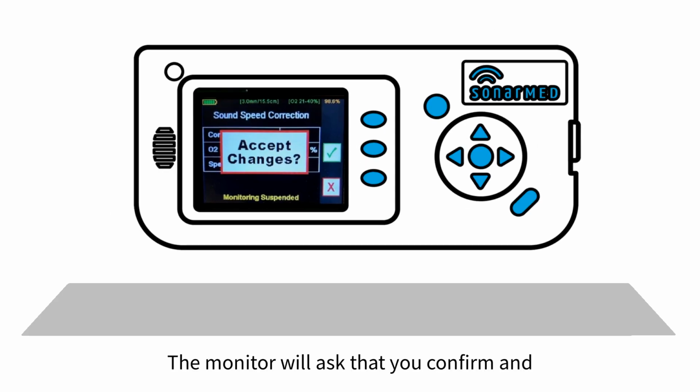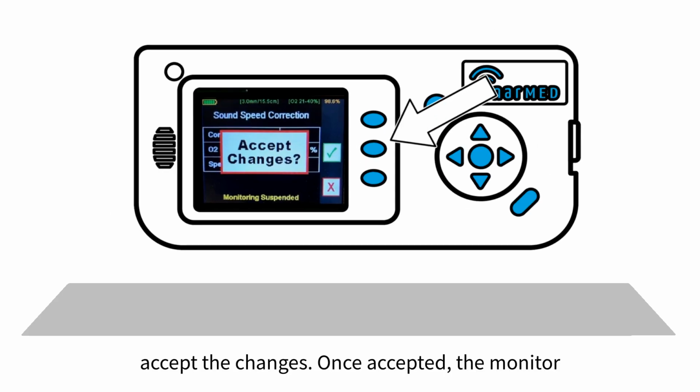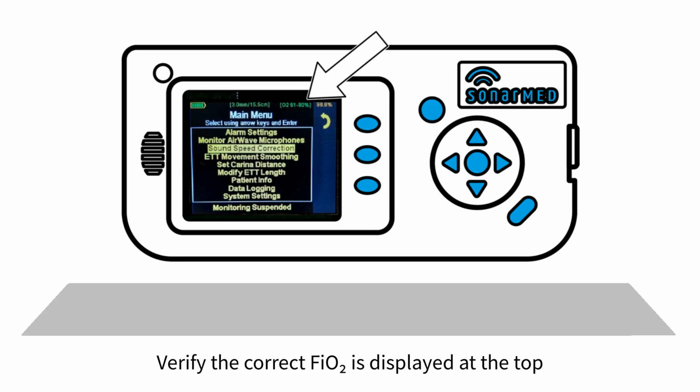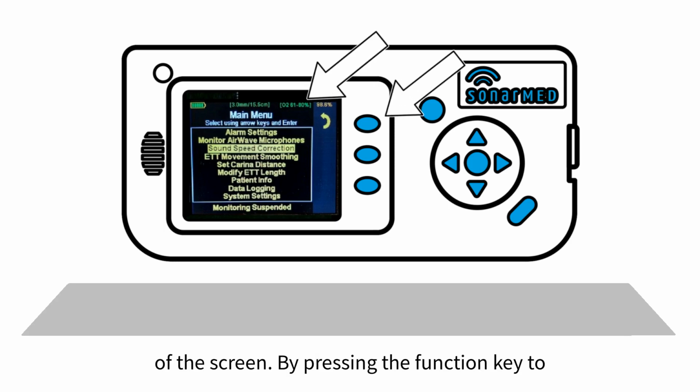The monitor will ask you to confirm and accept the changes. Once accepted, the monitor will return to the main menu. Verify the correct FiO2 is displayed at the top of the screen. By pressing the function key to the right of the return arrow, you will go back to the main screen.